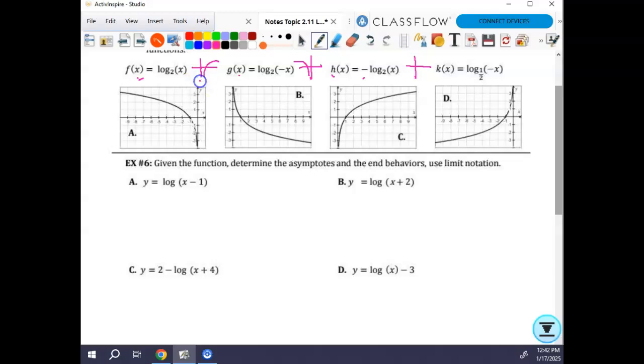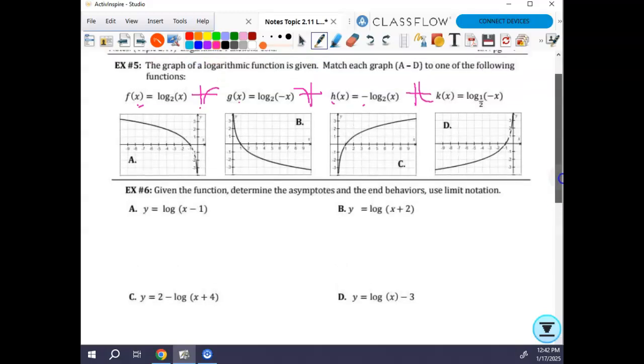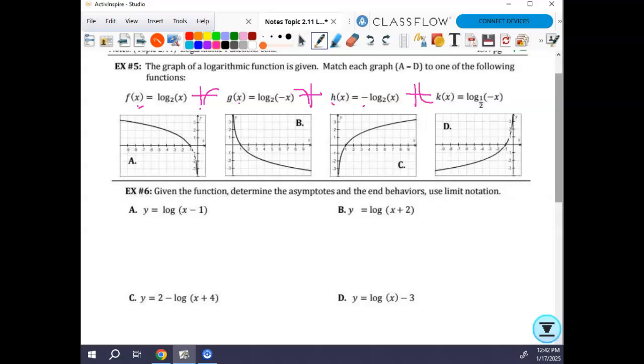X. So I'm going to take this and reflect it in the x-axis, and it looks like that. Okay, does that make sense? You see how to just quickly get those little pictures. All right, so for K, the base is different. So if I'm going to ignore that negative x for a minute, if I just have log base 1/2, that means it starts off looking like that.